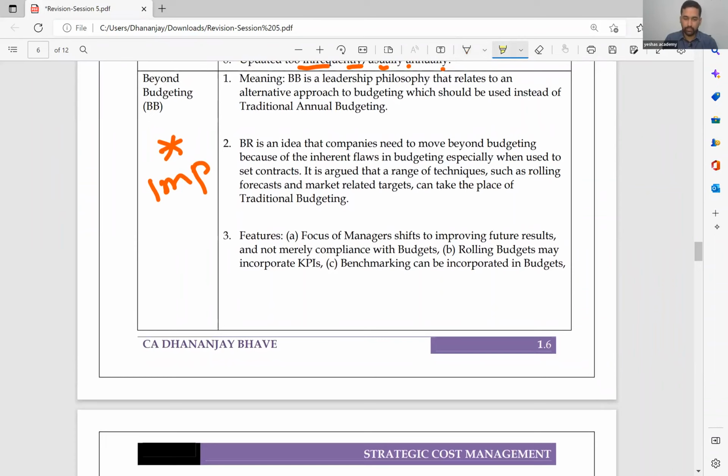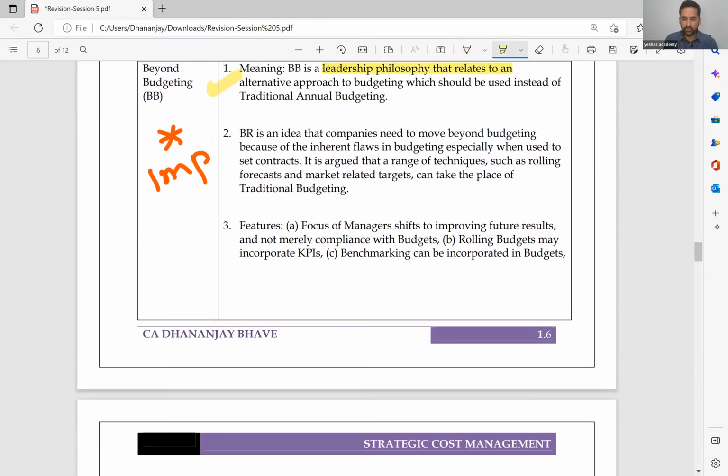Beyond budgeting is a leadership philosophy that relates to an alternative approach to budgeting, which should be used instead of traditional annual budgeting. Second, beyond budgeting is an idea that companies need to move beyond regular budgeting because of the inherent flaws of budgeting, especially when used to set contracts. It is argued that a range of techniques such as rolling forecast and market-related targets can take the place of traditional budgeting.